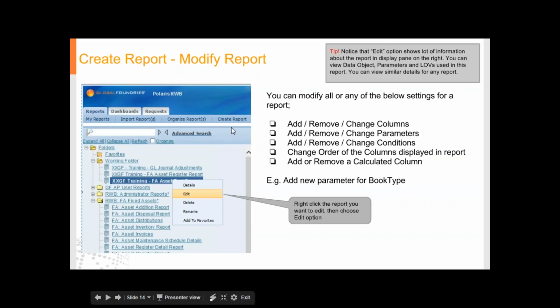Now, continuing to the modify report. To modify the report, you right click on the report, edit. These are the values you can modify. So you can modify the columns, parameters, conditions. You can also change the order of the columns. You can add or remove calculated columns. And we saw the example of adding a new parameter.